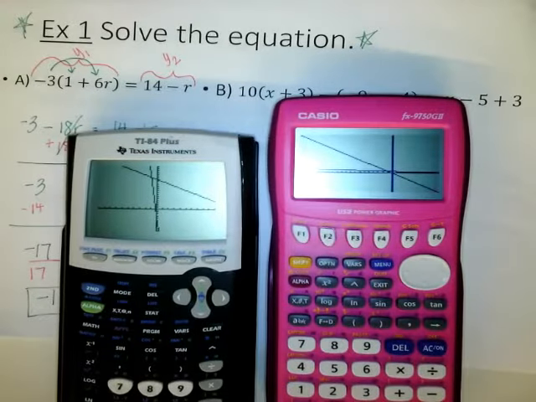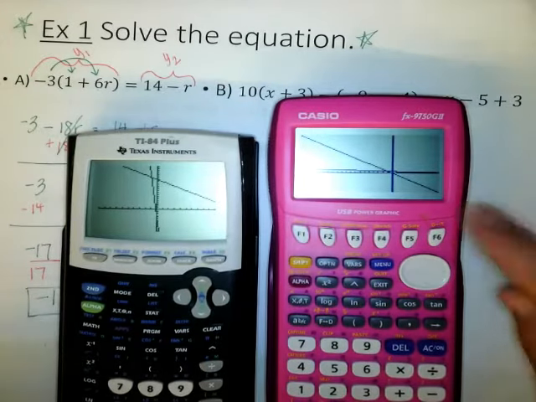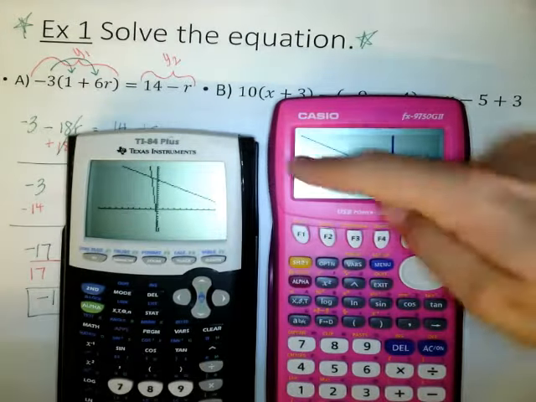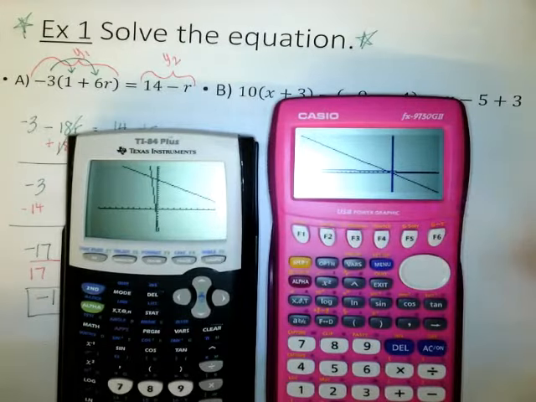Anytime you're solving an equation, you're looking for where those pairs intersect, and that's the solution for x, the x that works for both sides, or in this case, r. On my Casio, I use the auto graph feature, and these two lines intersect right here.